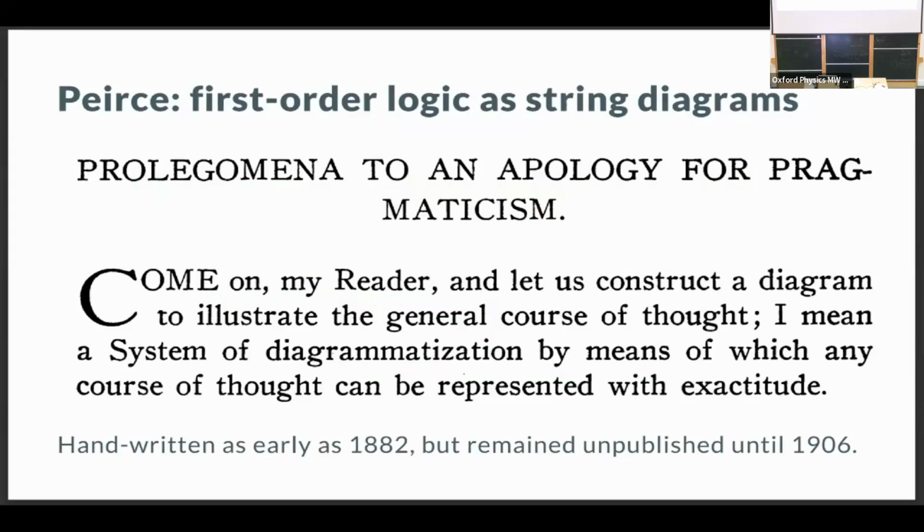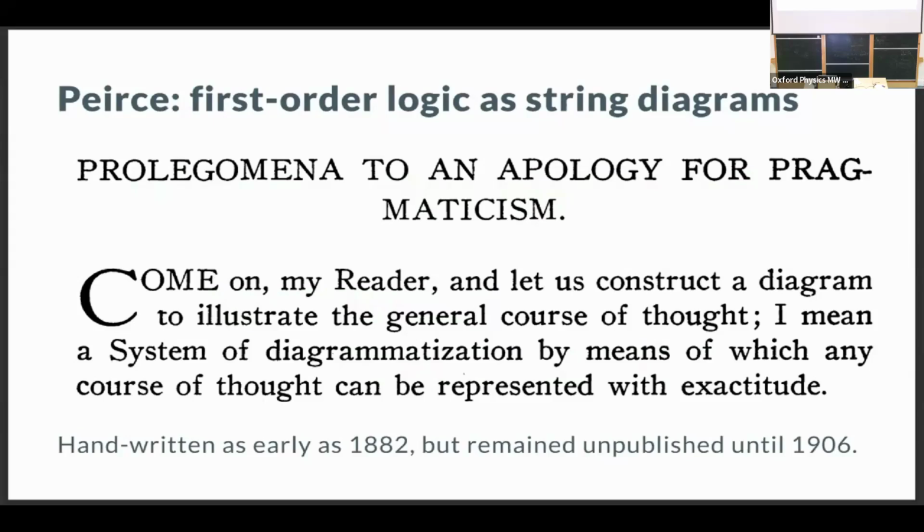So independently from Frege and this for all there exists notation. And he was using these diagrams, which were really hard to publish. And so it remained sort of some secret handwritten manuscripts until 1906. And here's how it starts. "Come on my reader, and let us construct a diagram to illustrate the general course of thought. I mean a system of diagrammatization by means of which any course of thought can be represented with exactitude."